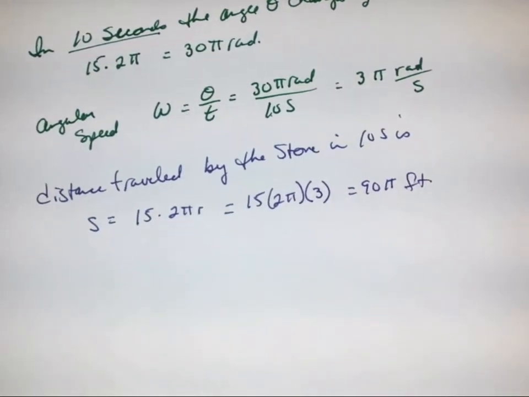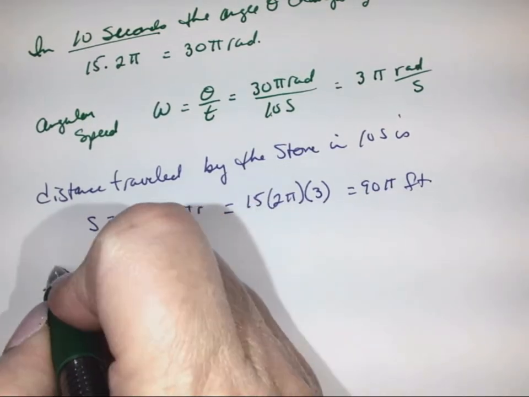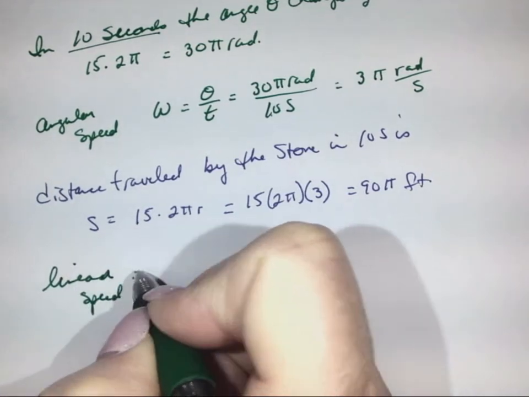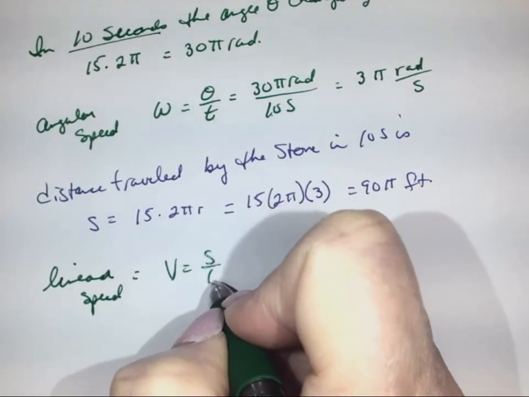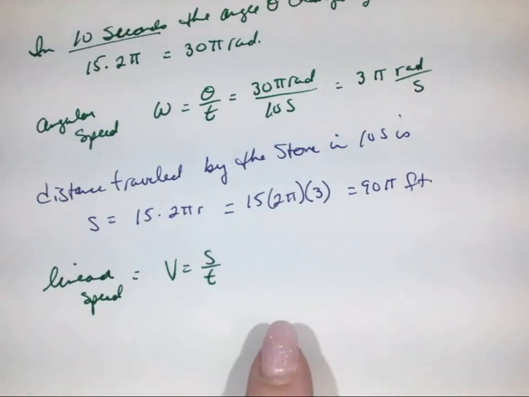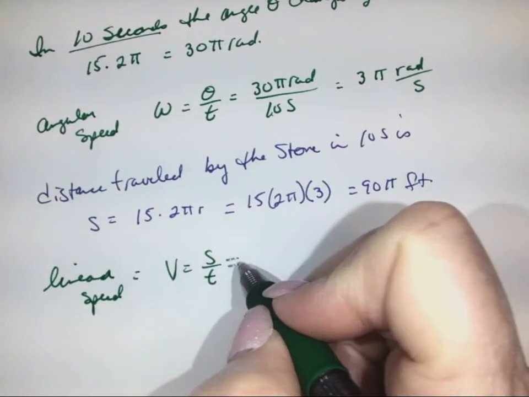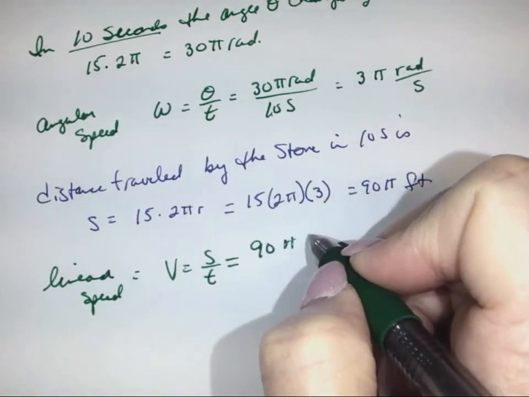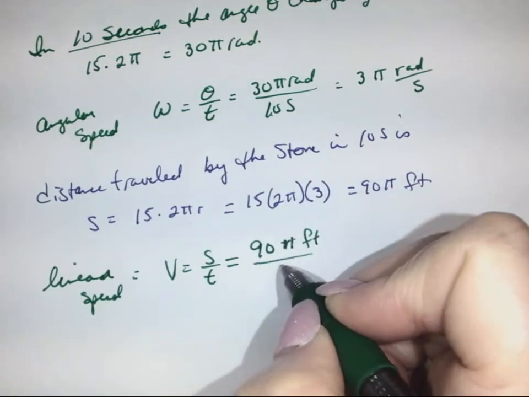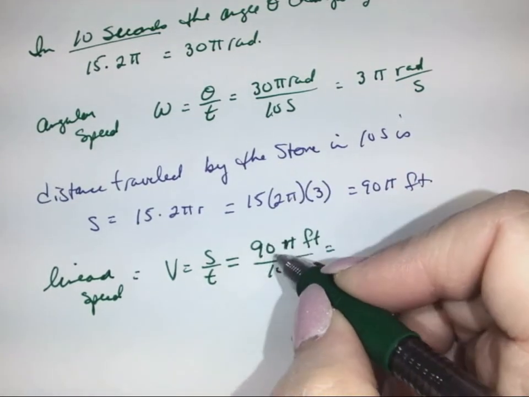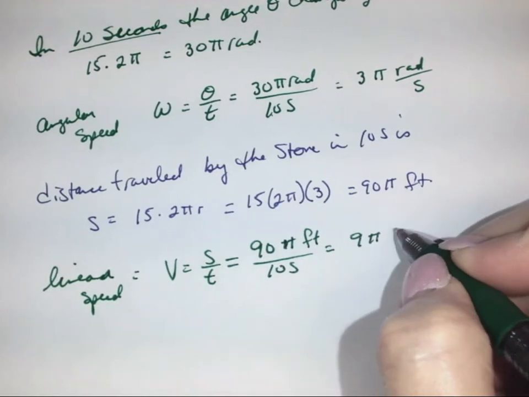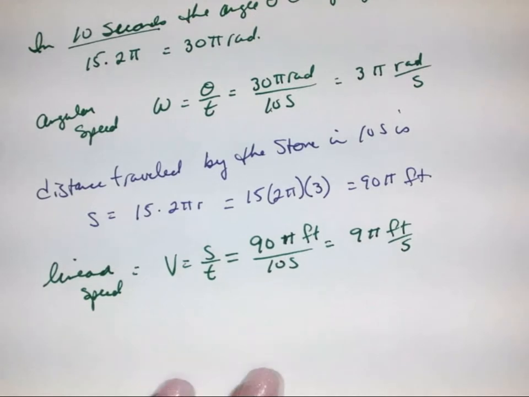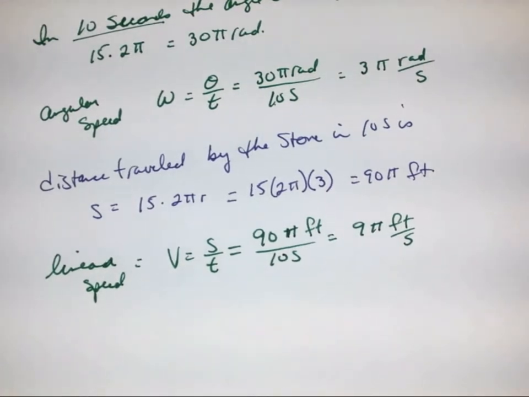So now that we have the distance, we can find the linear speed. Remember that v is equal to s over t, which is the distance traveled divided by the time elapsed. So the distance the stone traveled was 90 pi feet divided by 10 seconds. Well, 90 divided by 10 gets us 9 pi feet per second. So that's how we work something like that.